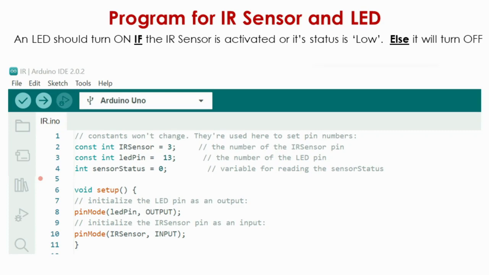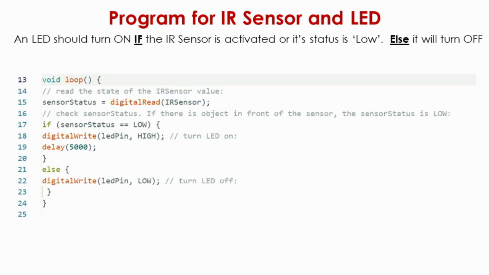So we have defined the constants: IR sensor as pin number 3, LED pin as output on number 13. In void setup, we define the pin mode as per the flow diagram: LED pin as output, then IR sensor pin as input, because it receives the signal from the outside and it gives the output signal to the LED. The next thing is void loop.